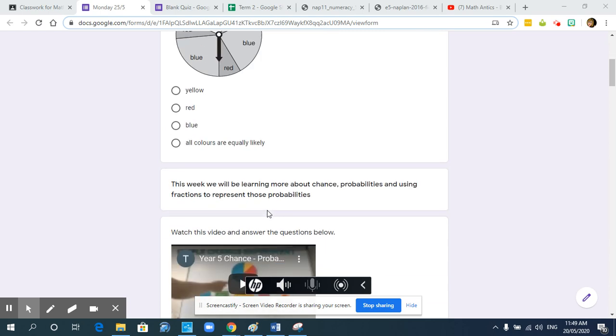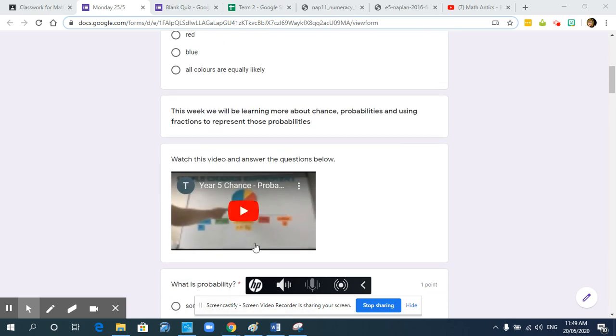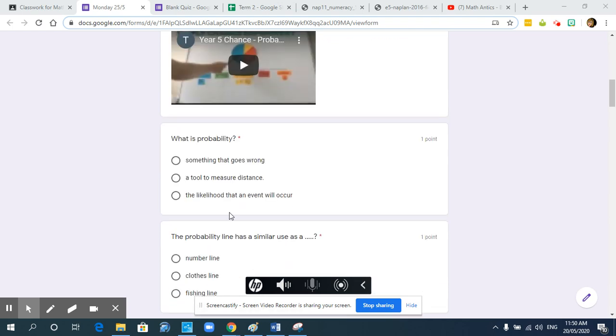This week we'll be learning more about chance, probabilities, and using fractions to represent those probabilities. At the end of today's lesson, I want you to come back to this one and double check it before you submit, the very first one where Matt's spinning this arrow. I need you to watch this video. If you don't watch the video, you won't know what to do for the rest of the questions after this. So watch this video on probability and answer the questions below.